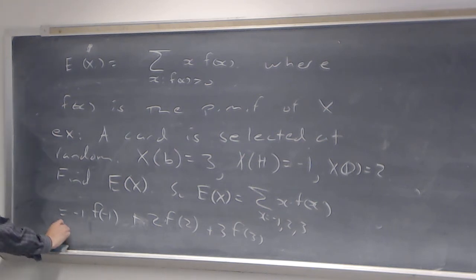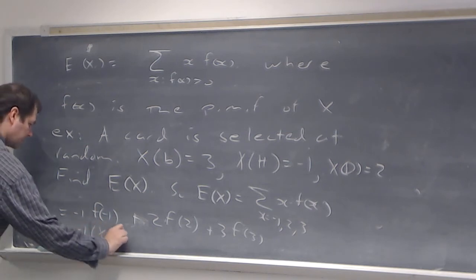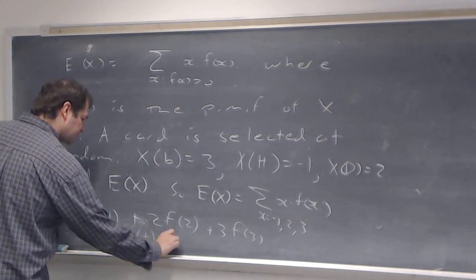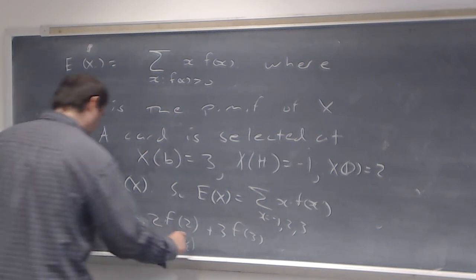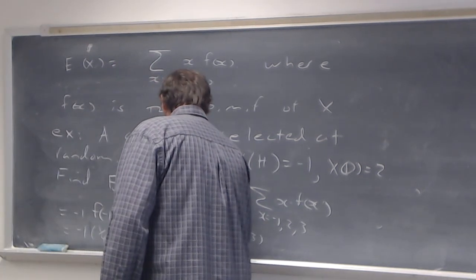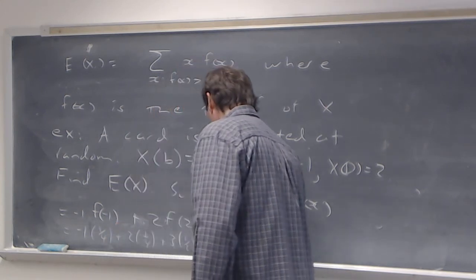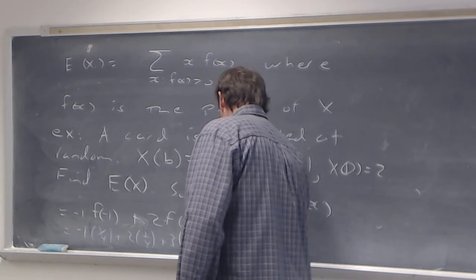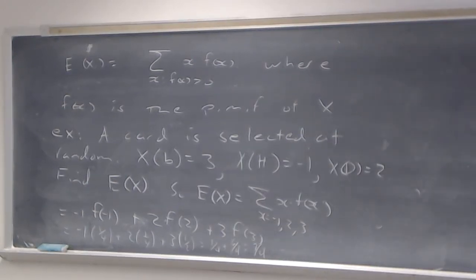And so numerically, it's -1, and f of -1 was equal to 1/4, plus 2, and f of 2 was 1/4, plus 3, and f of 3 was 1/2. And so this ends up being -1/4 plus 2/4, that's 1/4, plus 3/2, or if you will, 6/4, and so we end up getting 7/4. So not quite 2.